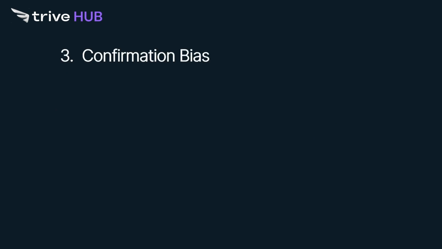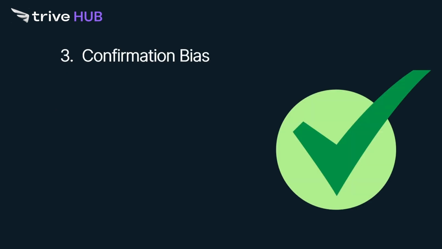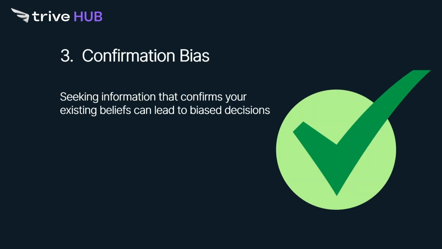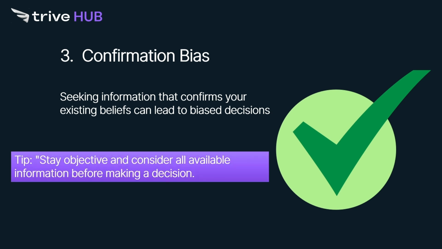Then you have to take confirmations as much as you can. Technical confirmations, you can take fundamental confirmations. You can combine both of them and stay objective and consider all available information before making any decision. In this way, you can avoid all of these common psychological pitfalls and make a rational trading decision.